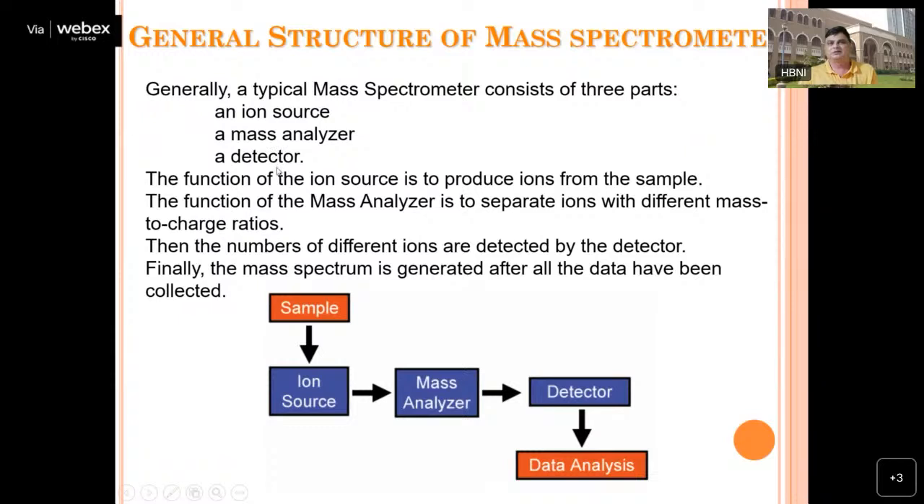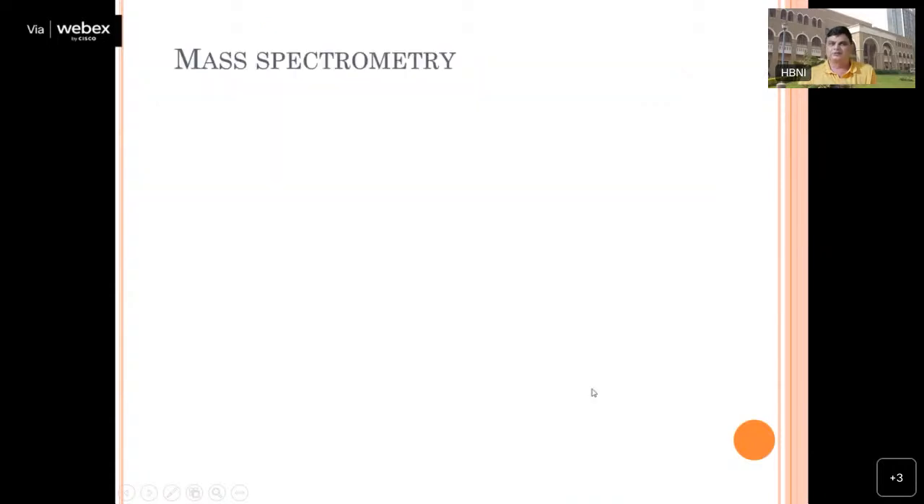So these are the various parts of the mass spectrometer. It contains an ion source, a mass analyzer, and then the detector. The function of the ion source is to produce ions from the sample. The function of the mass analyzer is to separate ions with different mass to charge ratio, because here the separation is based on m/e, that is mass to charge ratio, and the number of different ions is detected by the detector, and finally the mass spectrum is generated with the data analysis unit. We'll see what the different kinds of ion sources, mass analyzers, and detectors are.